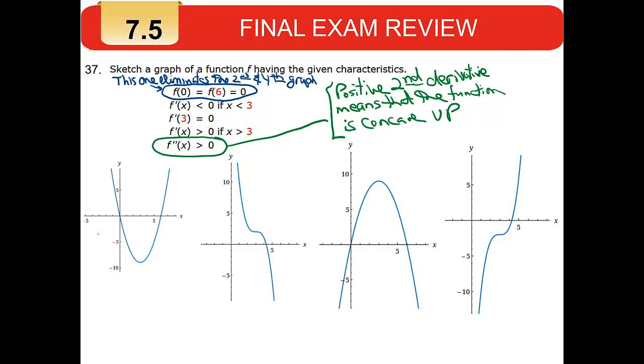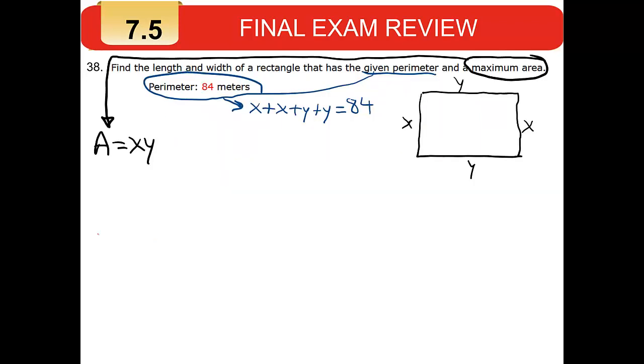And that last possibility says that the second derivative is positive. That means it's concave up, so that should give you the impetus to get to where you need to be on that one. Word problems, you're going to draw the picture. You're given the perimeter is 84, but you want to maximize the area.